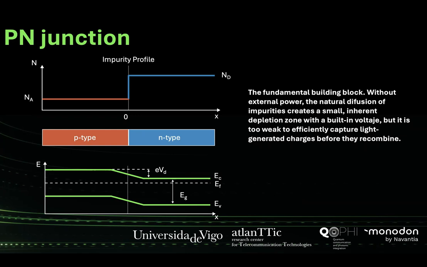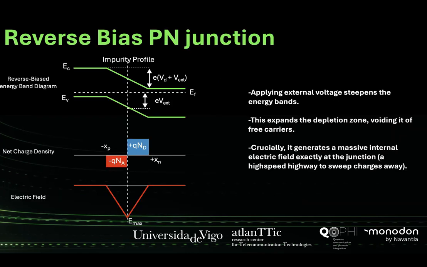And that leads us to reverse bias operation. When we apply reverse voltage to a p-n junction, several important things happen. The depletion zone expands, free carriers are swept away, and most importantly, a strong internal electric field develops. This field acts like a high-speed highway. When photons create an electron-hole pair, the electric field rapidly separates them and drives them toward the electrical contacts. This prevents recombination and allows efficient detection. This principle is used in photodiodes, solar cells, and many imaging systems.